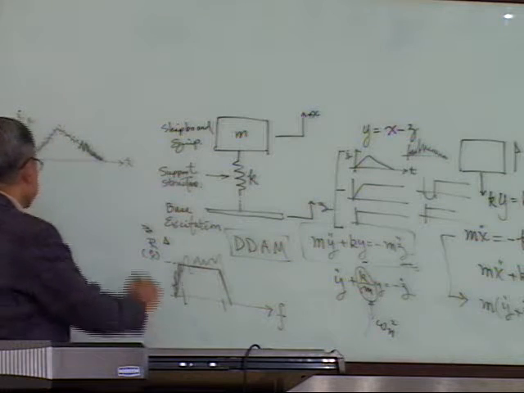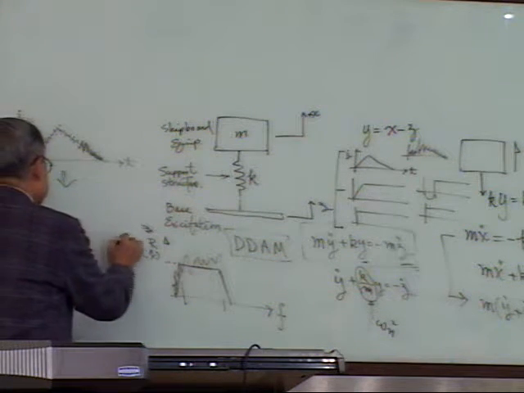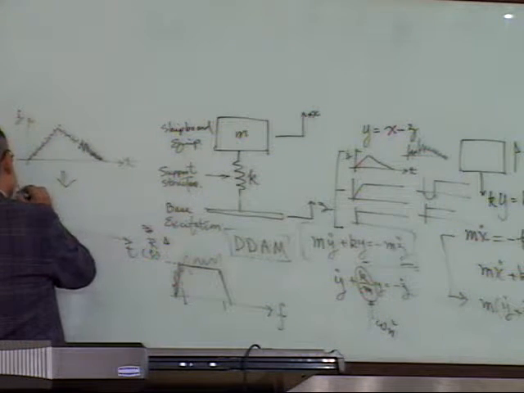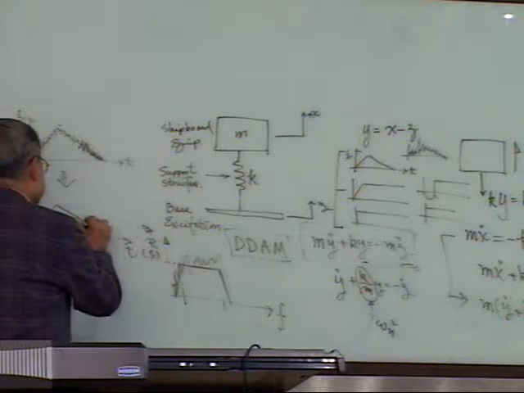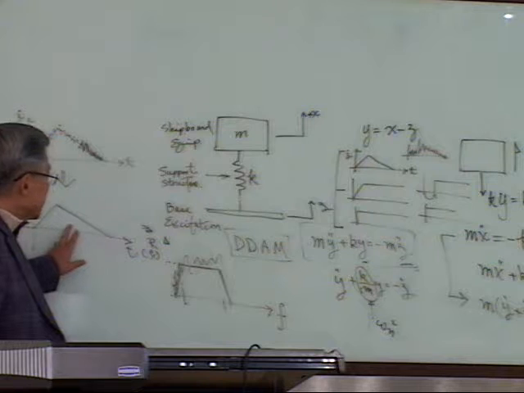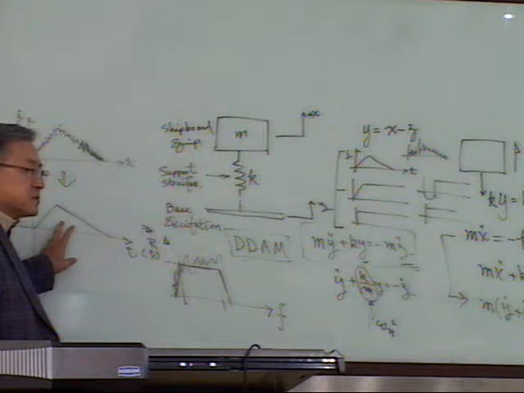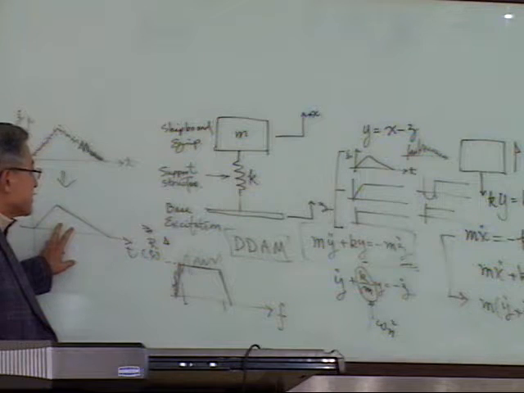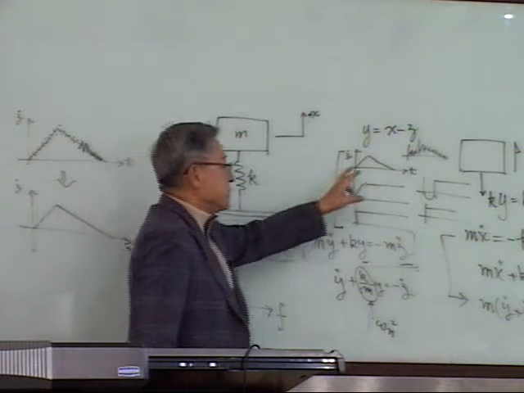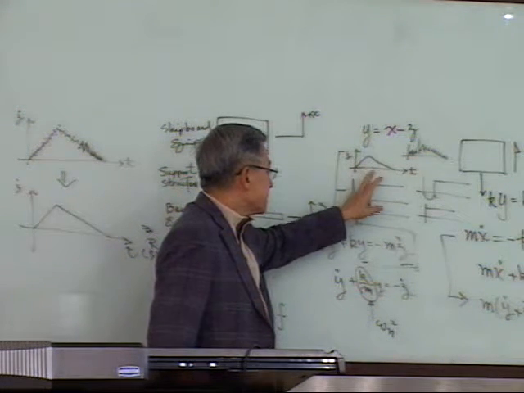So I'm going to apply a general triangular pulse z dot, that kind of shape. If I can get the solution response of those kind of base excitation, then that belongs to this shape type.